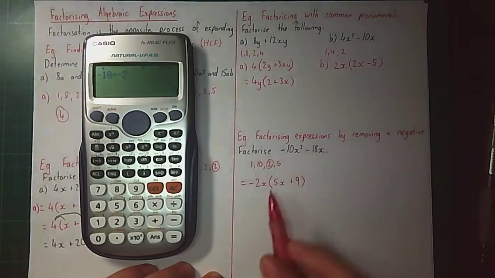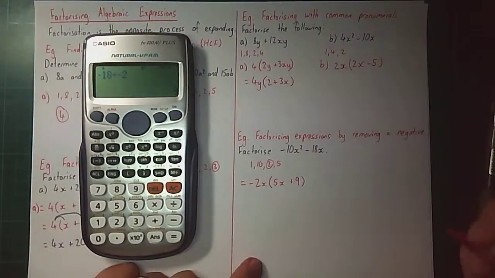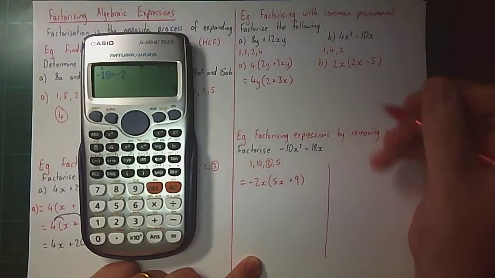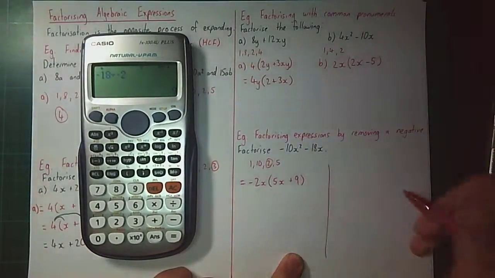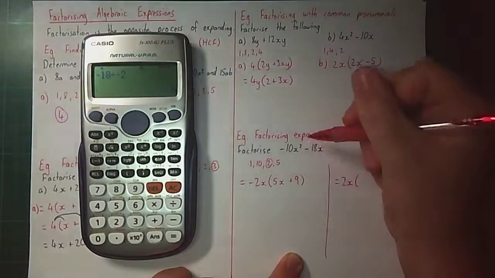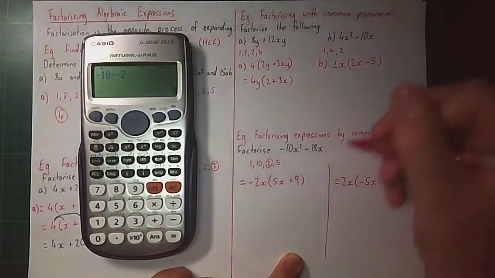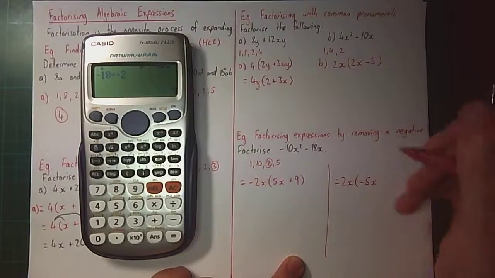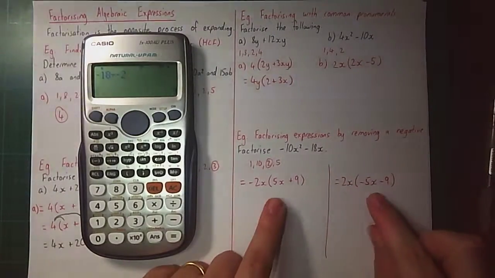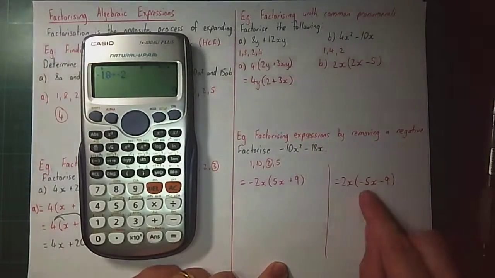Okay. Now, I'll just show you what it would look like if we didn't take out the negatives. And you can see where it's a little bit different. Okay. So if we don't take out the negatives, we're going to get exactly the same thing. It's going to be 2x on the outside, but then it's going to be negative 10 divided by 2 is negative 5x, and negative 18x divided by 2x is going to be negative 9. So it's the same, but there are just 2 negatives here instead of 2 positives.